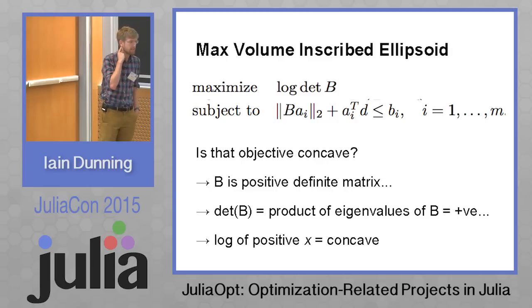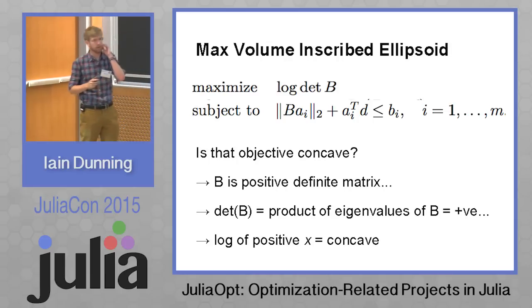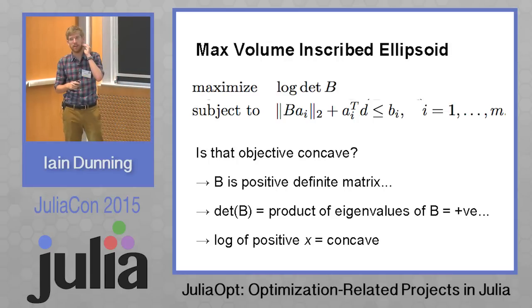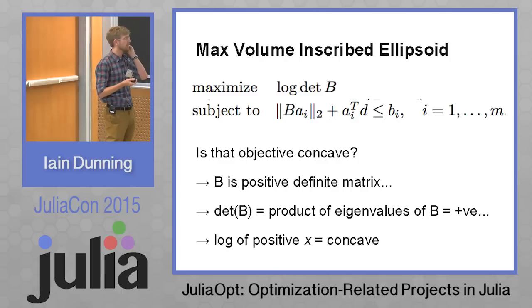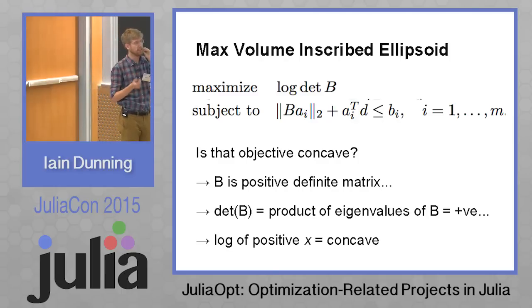B is a positive semi-definite matrix because we've got an ellipse, and the eigenvalues correspond to the stretching in each direction. So B is positive semi-definite. That means all the eigenvalues of B are non-negative. The determinant of B is just the product of the eigenvalues of B. So that's good. We're taking the product of a whole lot of positive or non-negative numbers. So this part's positive.